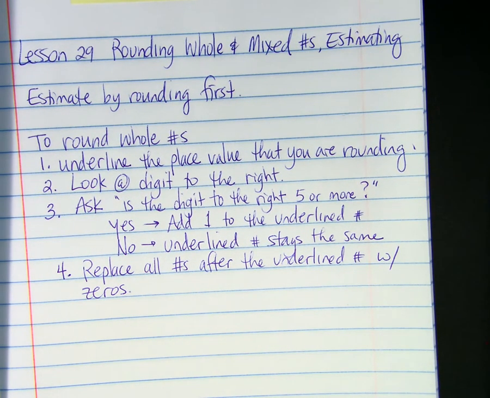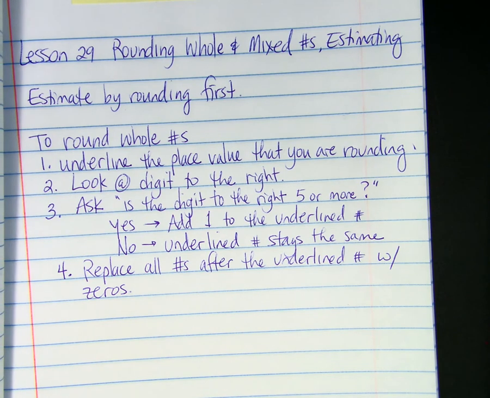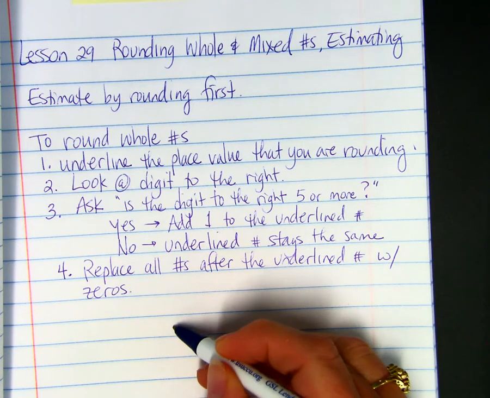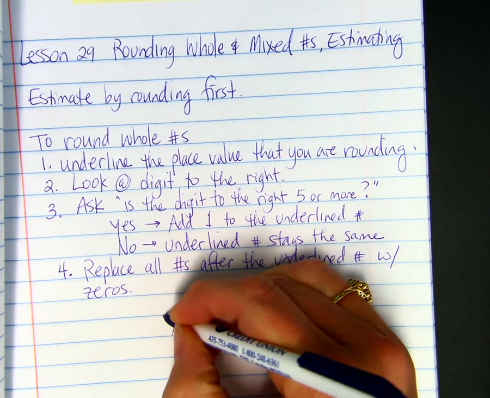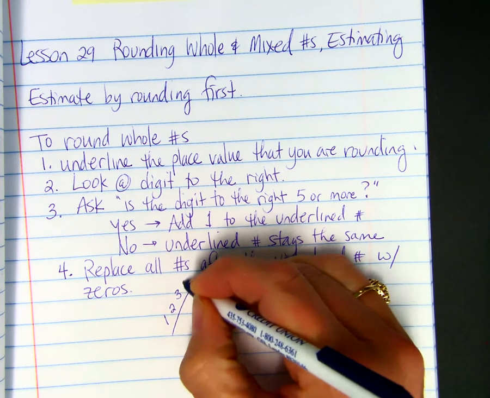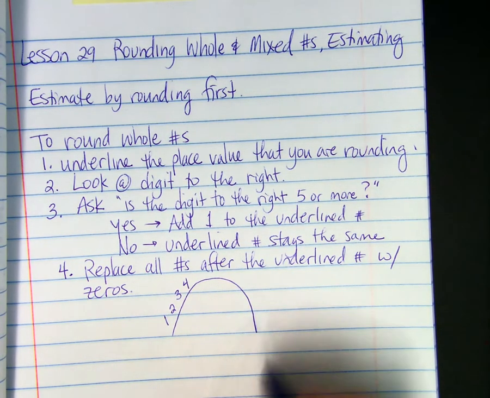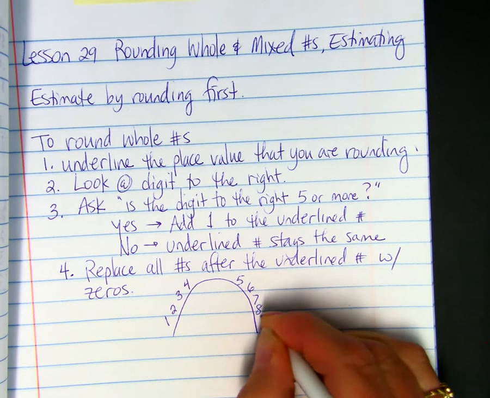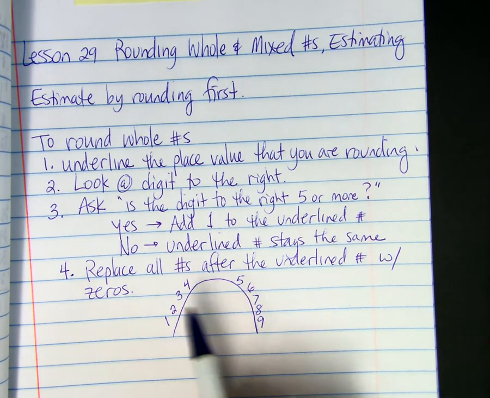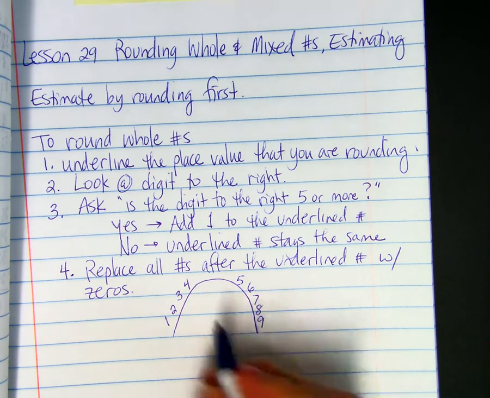So I don't know if you guys have ever seen the hill explanation, where if you think about climbing a hill and 1, 2, 3, and 4 are on this side of the hill, and then 5, 6, 7, 8, and 9 are on the other side.